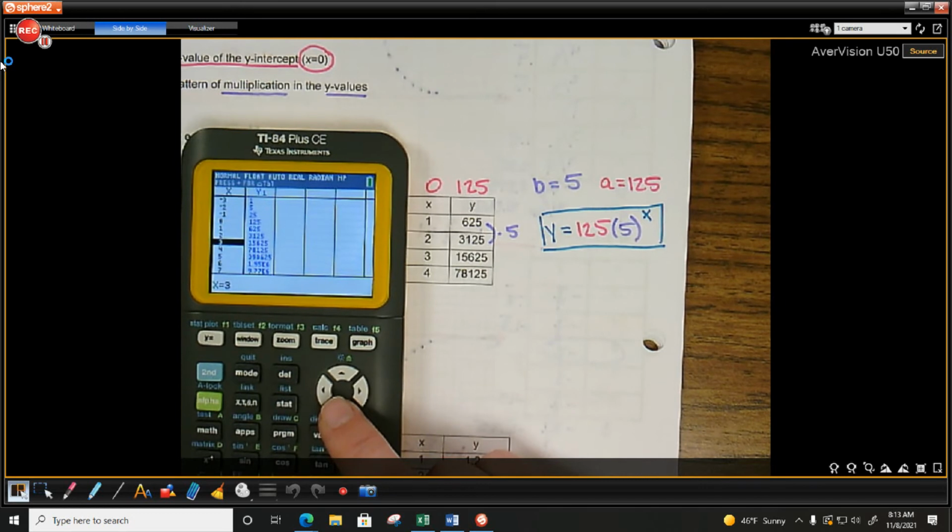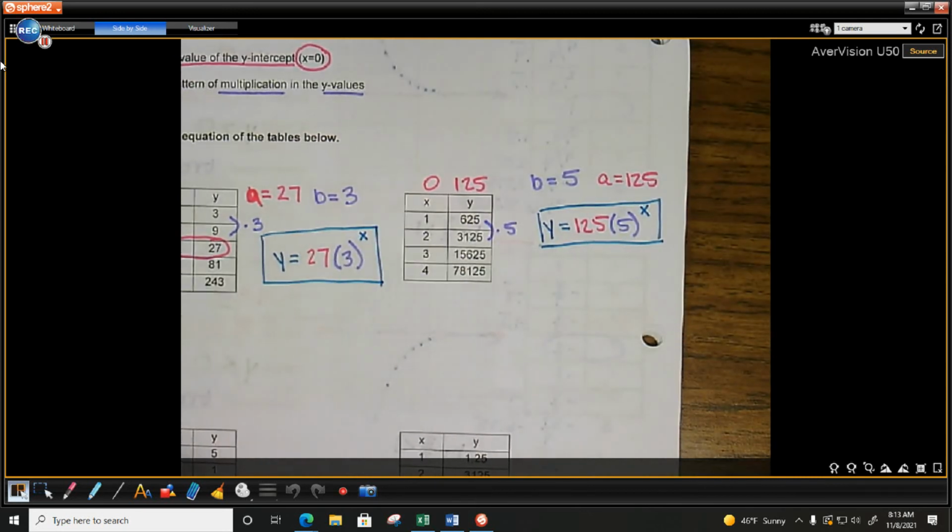Do those match? Yes. We did it right. Good? Are you seeing how this ties very closely to our geometric sequences that we already did? Because they're the same type of functions. Okay, next one. Do I see where x is 0? Yes, right here. So what's my a value? 1.